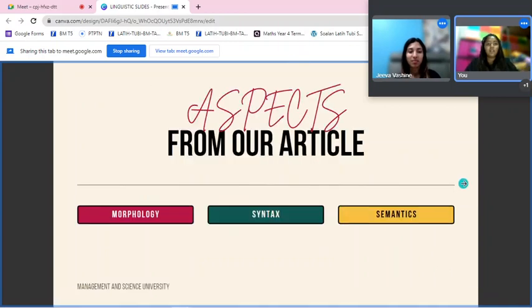Okay, so we are told to present three types of aspects from our article, which are morphology, syntax, and semantics. Under morphology, there are a few elements like word formation process and morphological description. Under syntax, there are tree diagram and so on. And under semantics, there are semantic features and lexical relations.